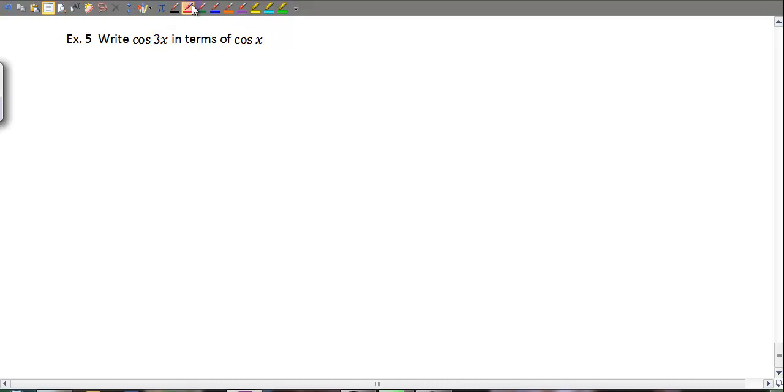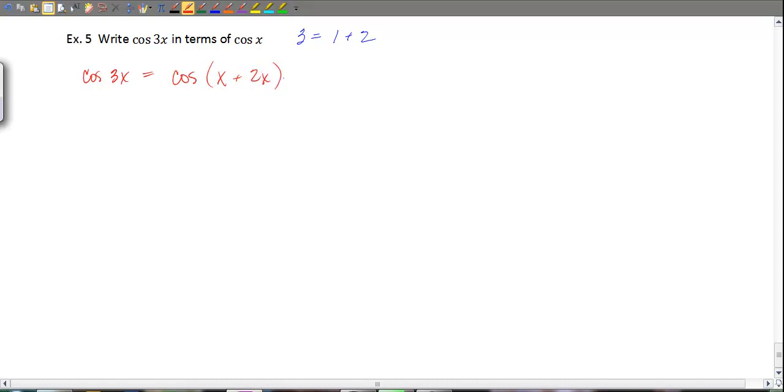Okay? So we're going to start here and we're going to say, all right, so the cosine of 3x. Well, do you agree? Is it okay to say I can rewrite the number 3 so it looks like 1 plus 2? Well, that's right, 1 plus 2 is 3. So we're going to use that concept and we're going to rewrite cosine of 3x so that it looks like the cosine of x plus 2x.